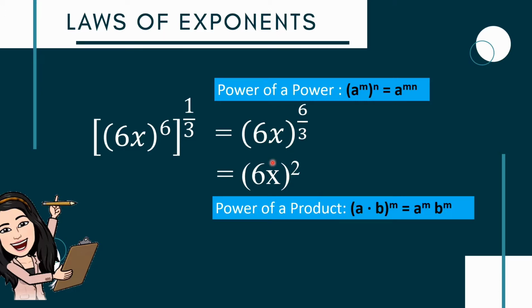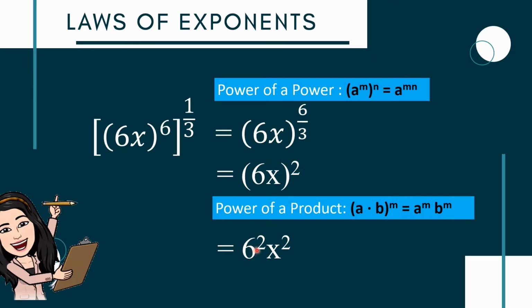Kasi meron tayong product here, then kinuha pa yung power na 2. So, i-distribute natin yung exponent to each of the number or expression. So, that will become 6 raised to 2, x raised to 2. Dinistribute lamang po sa bawat isa. Okay? Then, after that, simplify again.